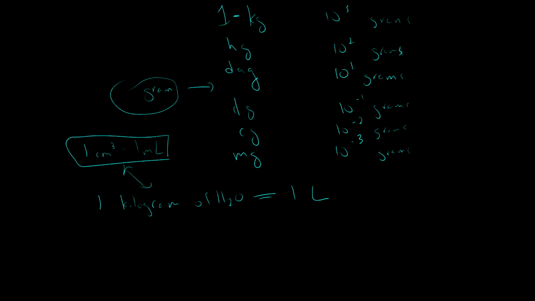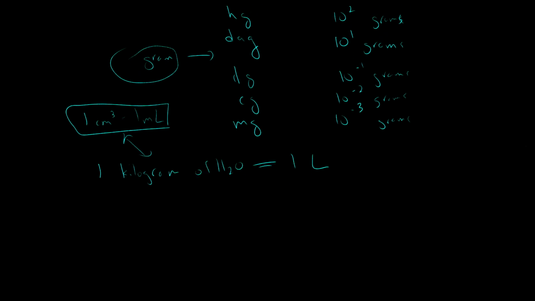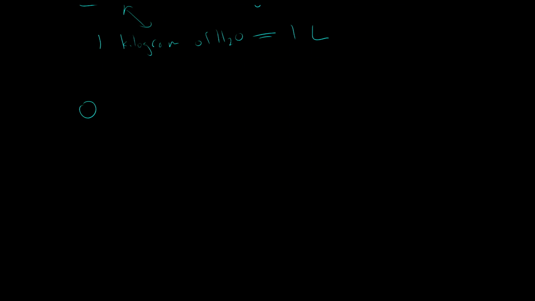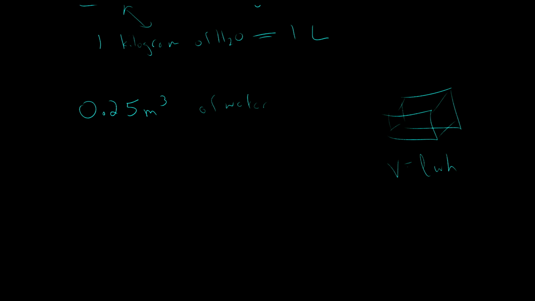So let's go back and think about our aquarium. If an aquarium holds 0.25 meters cubed of water, I measure out my aquarium and do my volume equals length times width times height, and I get something in centimeters cubed, and I convert it to meters cubed. That's where we're going with this. Well, what we want to do is turn that into how much it's going to weigh.